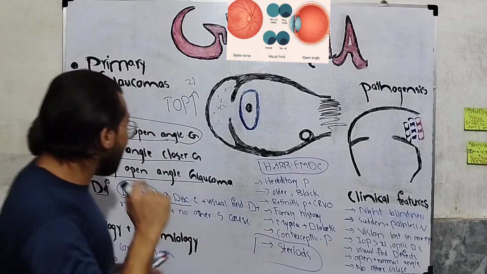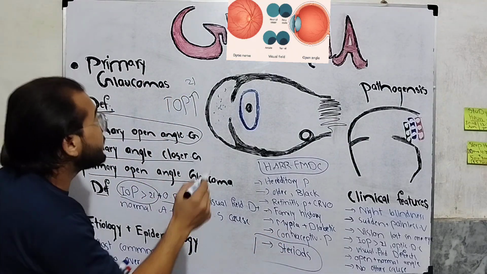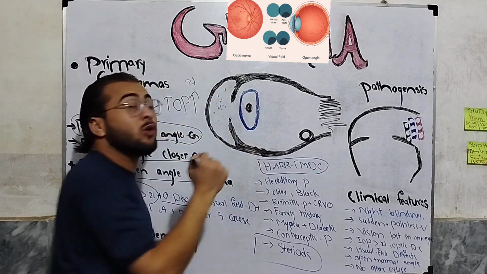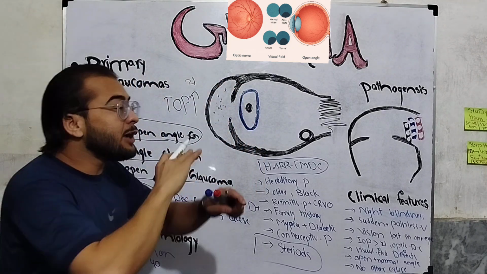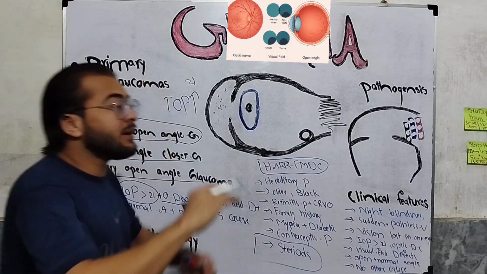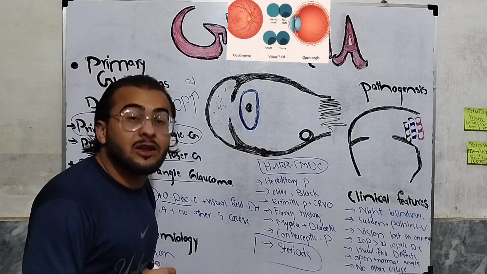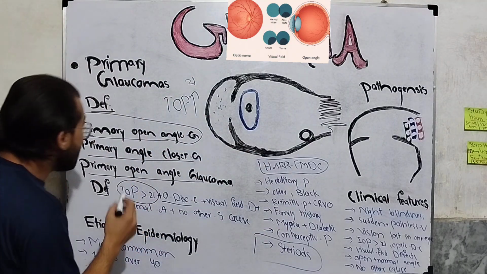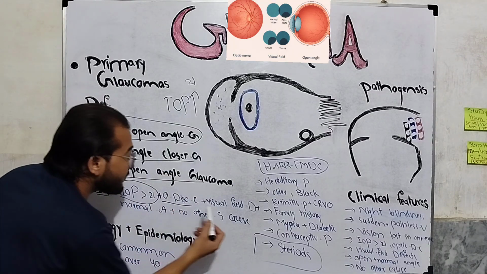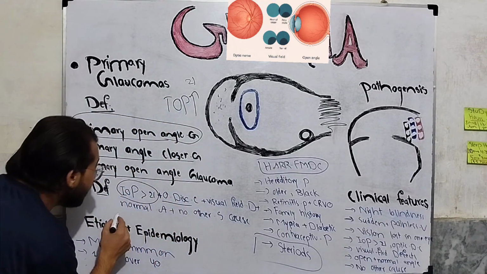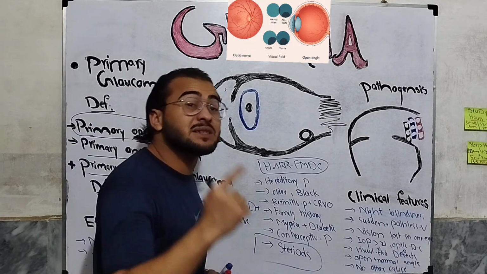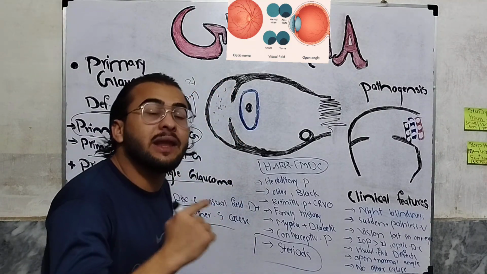The fourth one is that when we analyze the angle with gonioscopy, it will be normal, an open angle. And the last one is that there will be no other secondary cause of glaucoma. So, characterized by increased IOP, optic disc changes, visual field defects, normal angle and no other secondary cause of glaucoma, this is called primary open-angle glaucoma.